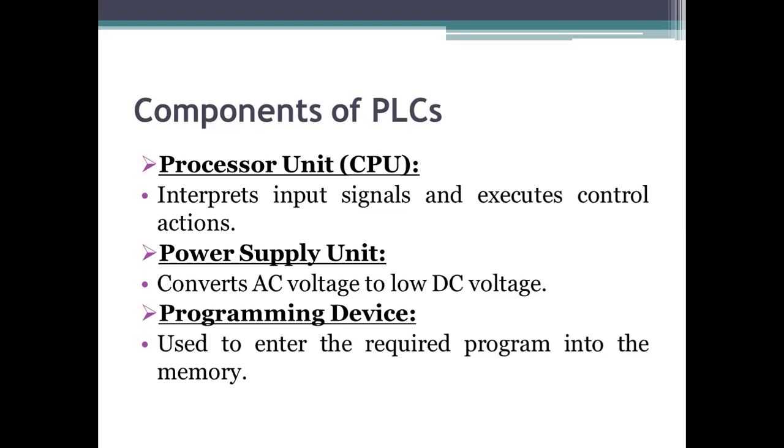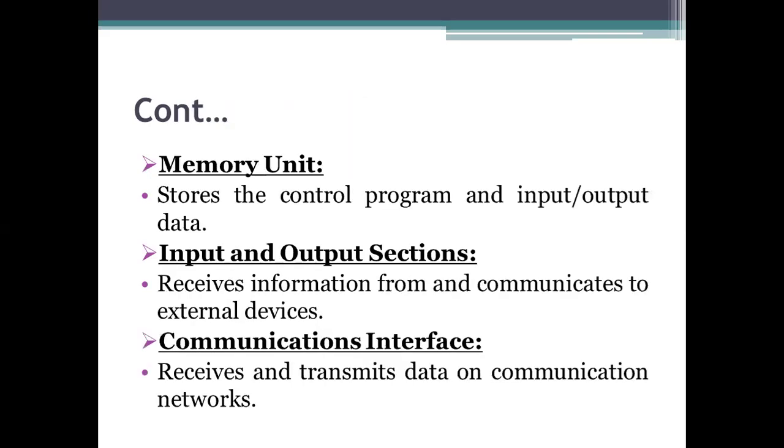Then there comes a power supply unit. It converts main AC voltage to low DC voltage. The other one is programming device, which is used to enter the required program into the memory of the processor. Next is memory unit. PLC store the control program and data from inputs for processing and outputs for communication.